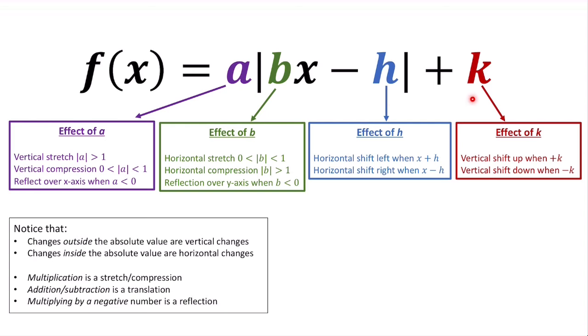And now we have our k, which is outside the absolute value. So since it's outside, it's going to be a vertical change. Our graph will go up when k is positive, and it'll go down when k is negative. Okay, so we're going to look at some examples, and this is going to make a whole lot more sense.